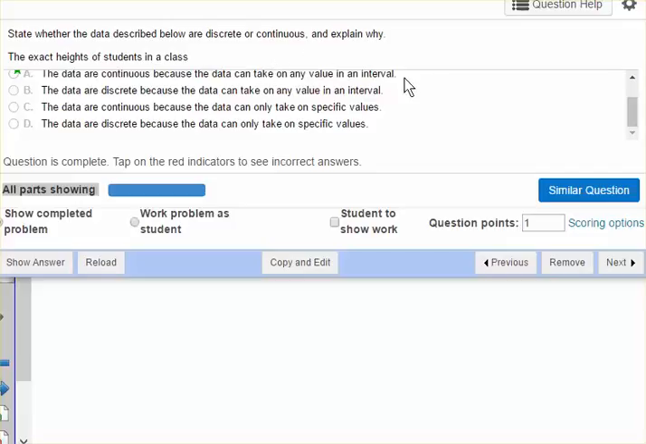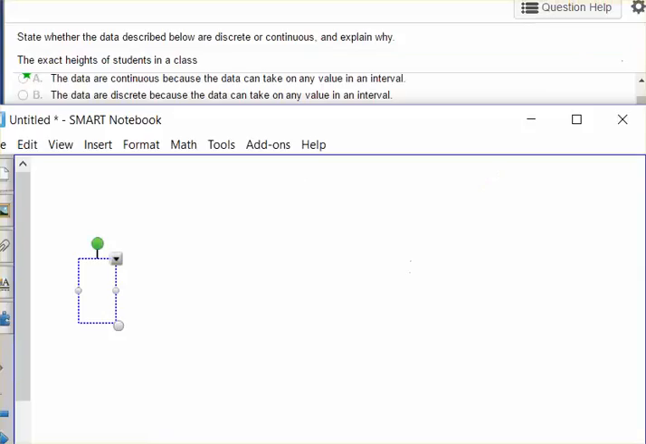And here's an example of a problem on the study guide. It says, state whether the data described below are discrete or continuous and explain why. And we're looking at the exact heights of students in a class. Is that discrete or is that continuous? So let's consider what we would have if we were looking at the exact heights of students in a class.